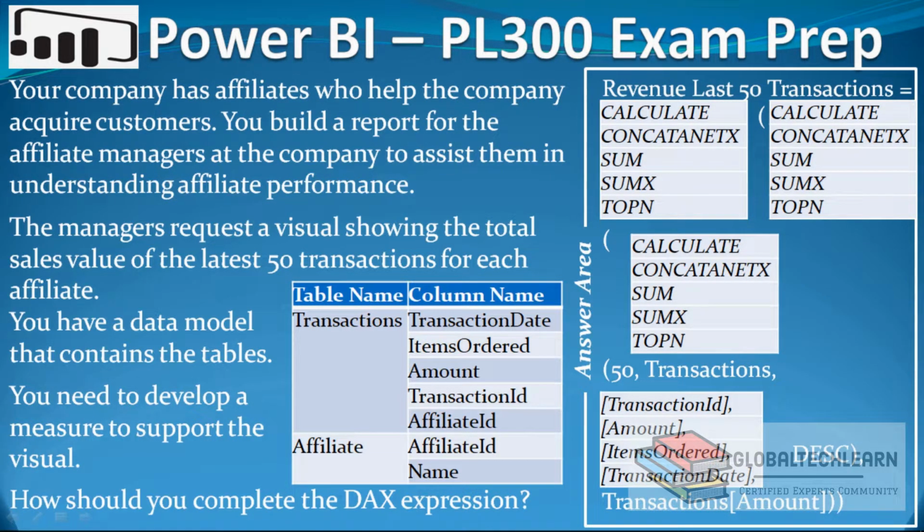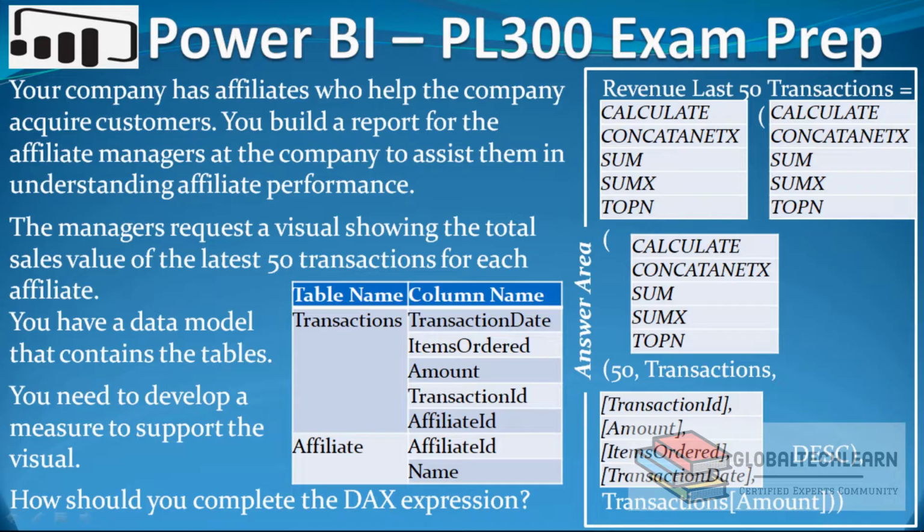In this video, we will practice a Microsoft Power BI PL-300 exam question related to calculating value for latest transactions. The question is: your company has affiliates who help the company acquire customers. You build a report for the affiliate managers to assist them in understanding affiliate performance. The managers request a visual showing the total sales value of the latest 50 transactions of each affiliate.